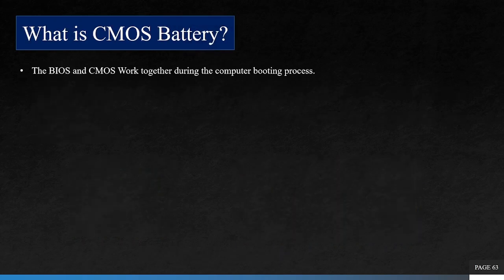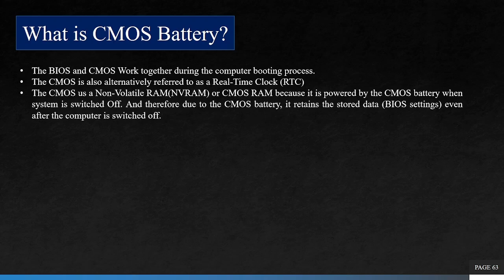What is the CMOS battery? The CMOS battery and the BIOS work together. It is responsible for providing you the exact date and time. You shut down your PC and power on your PC after 2 months, after 1 year, and you are going to have the updated date and time. How? Why this CMOS only? It is also the non-volatile NVRAM or CMOS RAM, as we say. Even though the computer is switched off, it never loses the data. Why? Because it is a non-volatile memory.